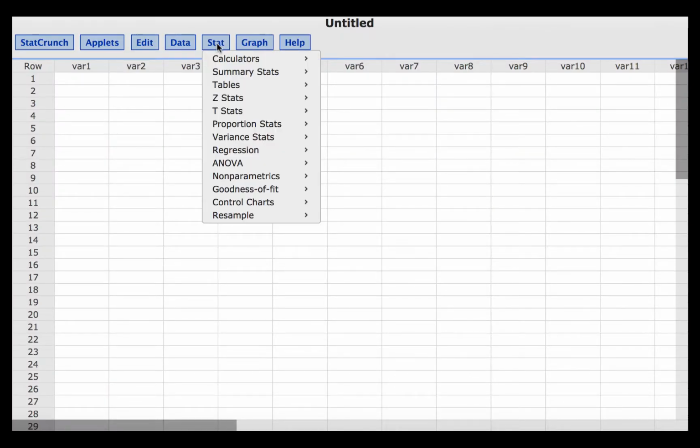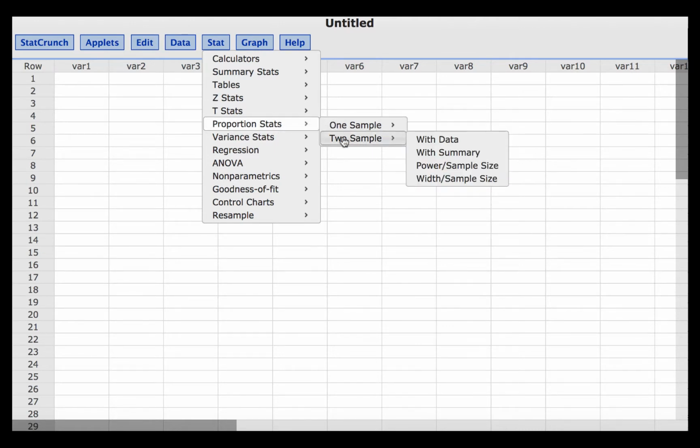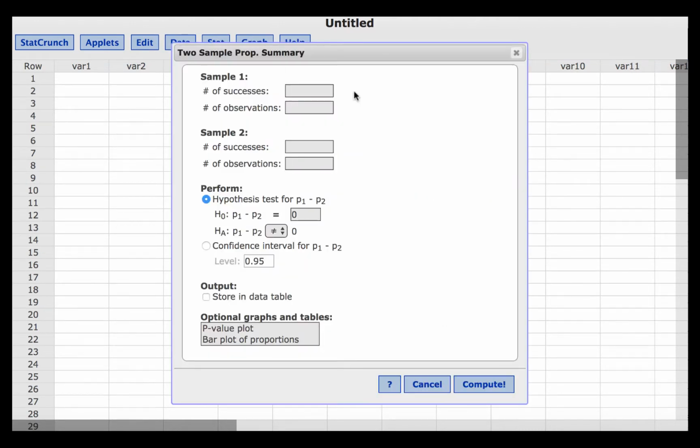So we'll press Stat, go to Proportion Stats, to Sample with Summary. It is important that we maintain the orientation that we started with when we labeled our variables. The number of successes for Group 1 was 234. The number of observations for Group 1 was 2,036. The number of successes for Group 2 was 46, and the number of observations for Group 2 was 309. Make sure that hypothesis test is selected. Our hypothesized difference is 0, and we need to make sure that the alternative hypothesis is specified correctly as less than.